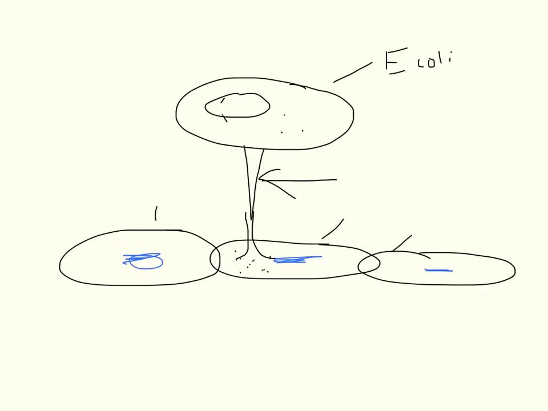There's also something called the type 3 secretion system, which is a way for the E. coli to inject its own virulent proteins directly into host cells. So in this diagram we have the E. coli here, and these are host cells right here, and this represents the type 3 secretion system, which actually directly injects its virulent proteins into the host cells where it can do damage.